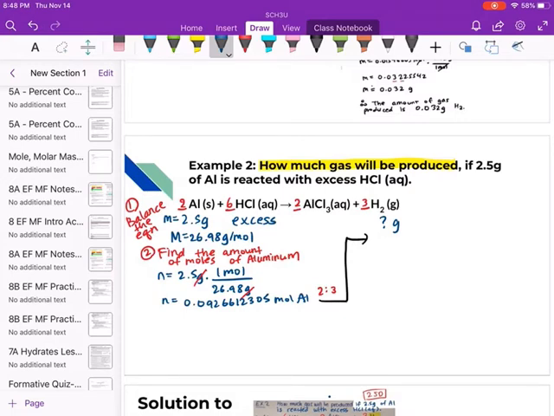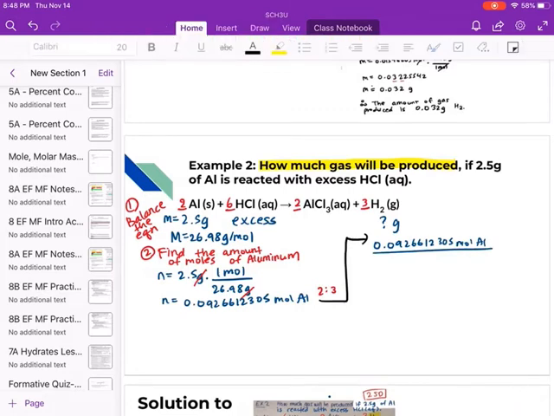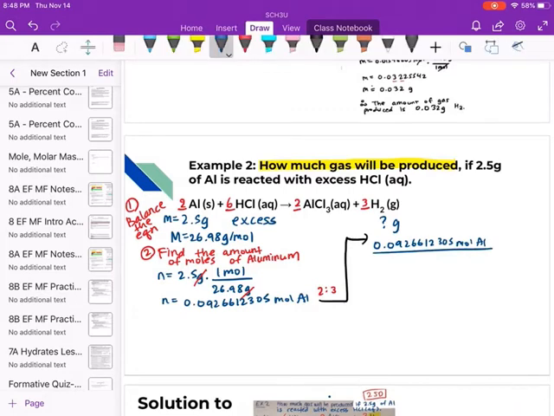So I can't just copy down the 0.09266. So what I have to do is, okay, I have 0.09266 moles of aluminum. Well, according to my balanced equation, I have 2 moles of aluminum.